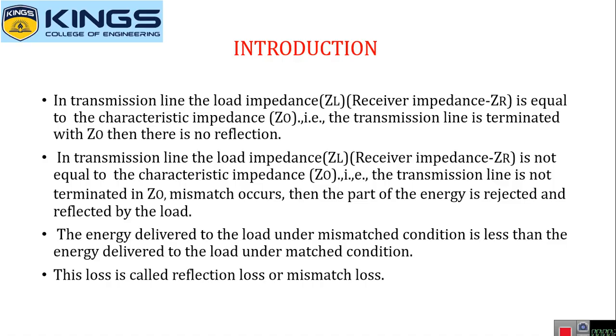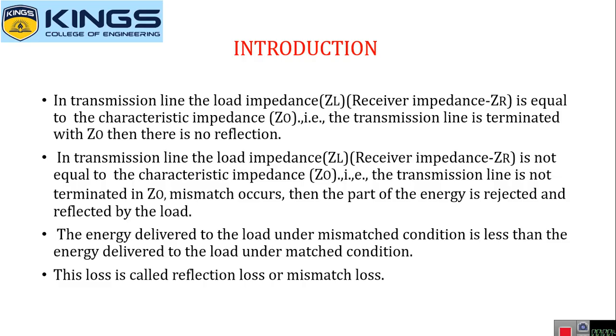So in the transmission line, if the load impedance ZL or receiver impedance ZR is equal to the characteristic impedance Z0, that is, the transmission line is terminated with Z0, then there is no reflection. Then whatever energy we supply from the source will be completely delivered to the load.